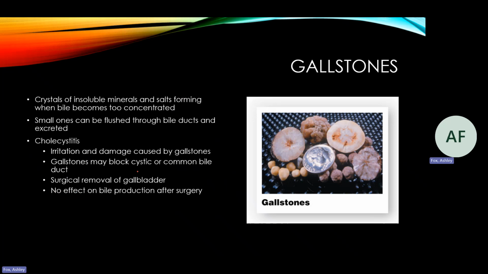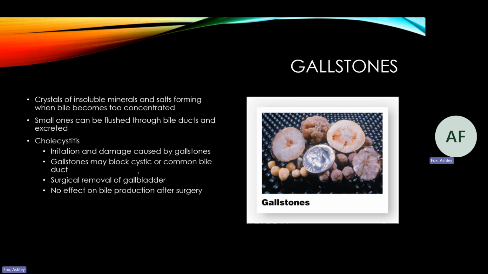Gallstones. Sometimes in the gallbladder, minerals and the bile salts can become too concentrated, less water and just more of the salts and minerals. So they compact together and cause stones. Small ones can just be flushed through the bile ducts and then go into the intestines and be excreted that way. But you can also get cholecystitis, which is more damage and inflammation to the gallbladder. So these stones sit around and move around and cause irritation and damage to the gallbladder.